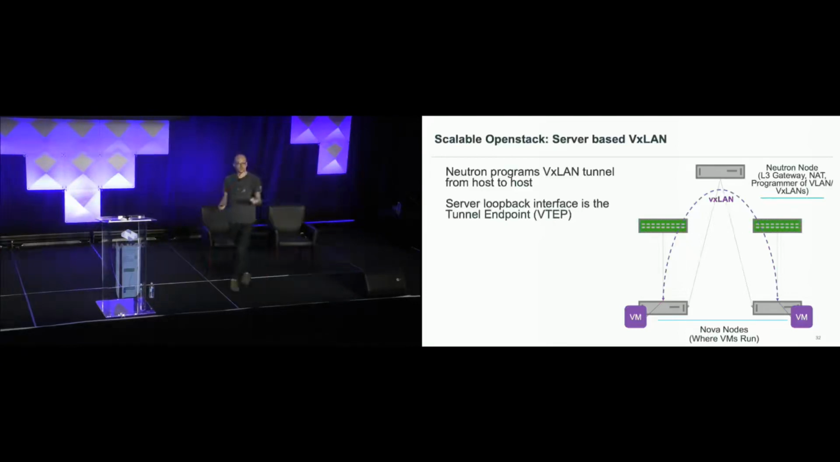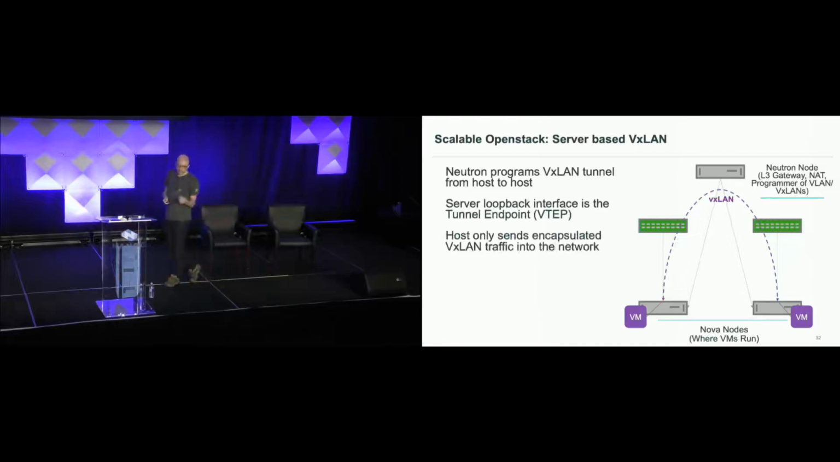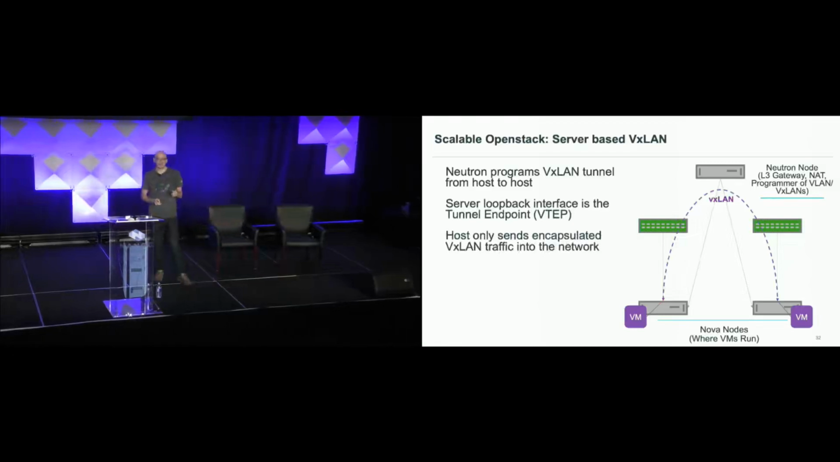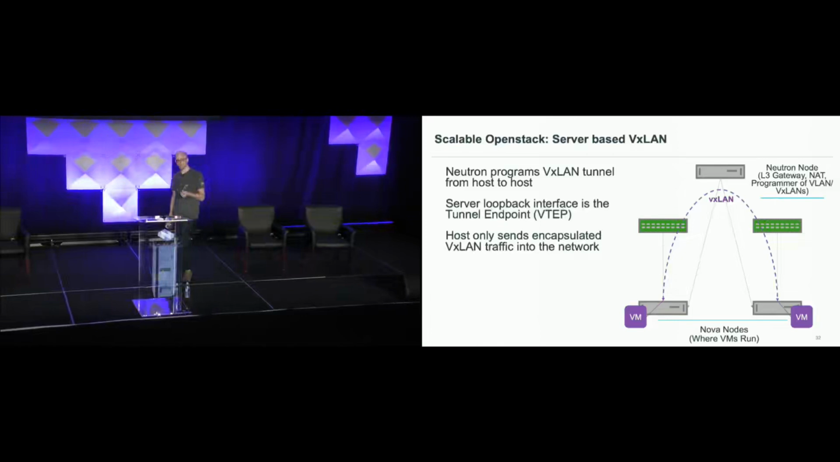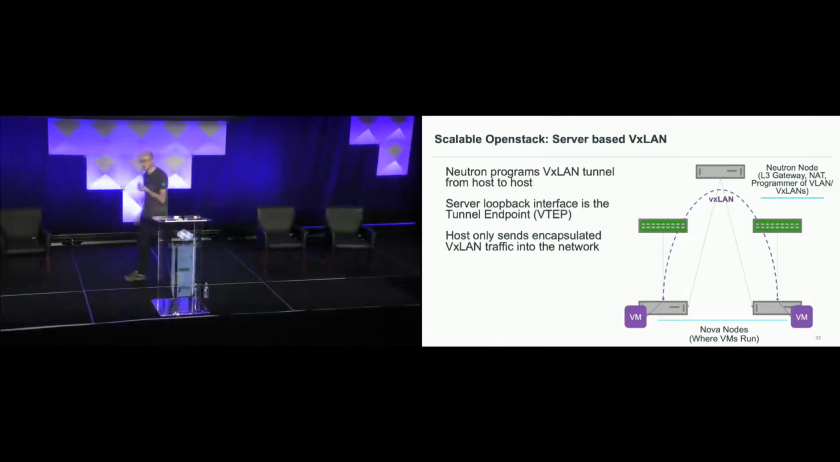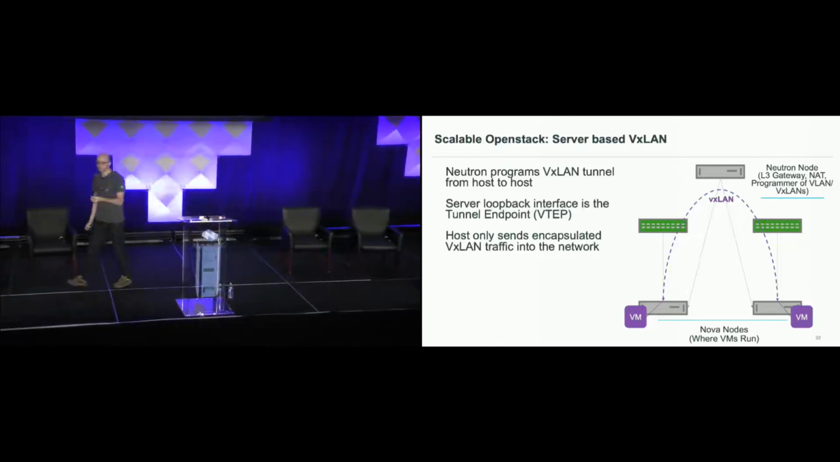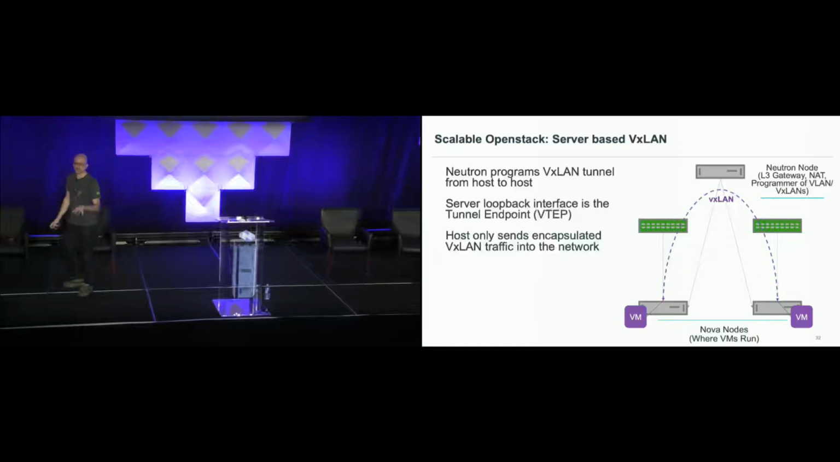If I did a packet capture on the wire, my source and destination IP addresses for that VXLAN packet would be left server loopback to right server loopback. The only thing that comes out of that host is VXLAN encapsulated traffic. We never have layer 2 traffic. We never have broadcast traffic. We never see anything in our physical network except for this VXLAN encapsulated traffic.